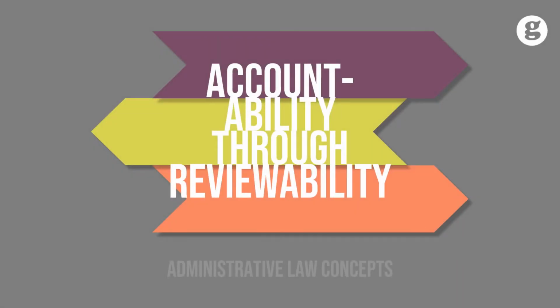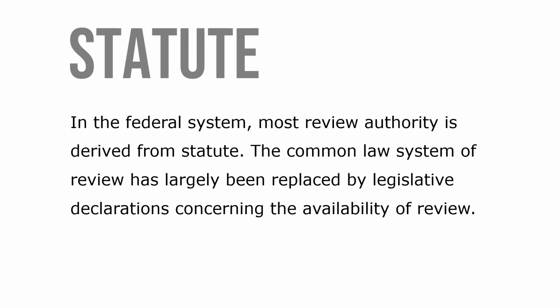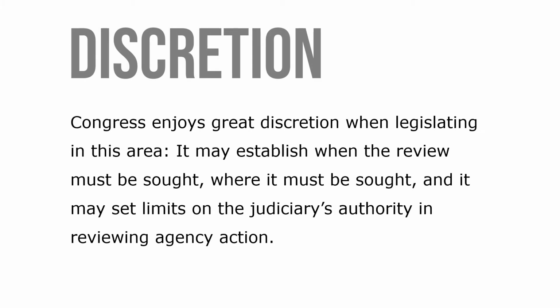Let's take a look at sources of review authority. Most judicial authority to review agency actions comes from statutes. Constitutional and common law also provide for review. In the federal system, most review authority is derived from statute. The common law system of review has largely been replaced by legislative declarations concerning the availability of review. Congress enjoys great discretion when legislating in this area.